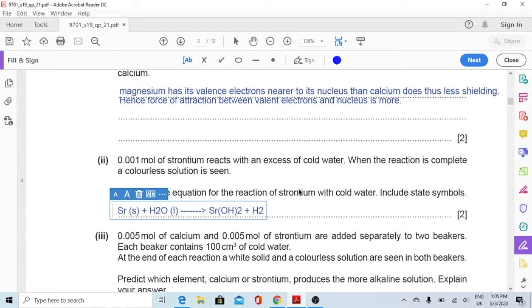Strontium hydroxide, it says when the reaction is complete, a colorless solution is seen. A colorless solution means whatever was formed has dissolved. So this will be in aqueous state then. And hydrogen will be a gas. Now we have to balance this equation too. Never forget balancing them. Equations always need to be balanced in your chemistry papers. So that's it.